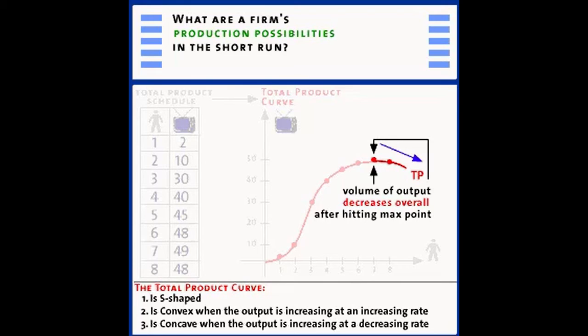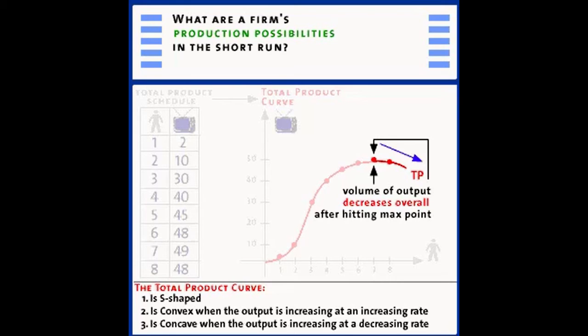Let's then define a concept that will be useful to us in describing the shape of this curve, and that is the concept of the marginal product of labor. The marginal product of the variable input, in this case, the marginal product of labor, is the change in total output that results from increasing the amount of variable input by 1 unit. It is the change in total product that results from a change in the amount of the variable input, the amount of labor that's used.